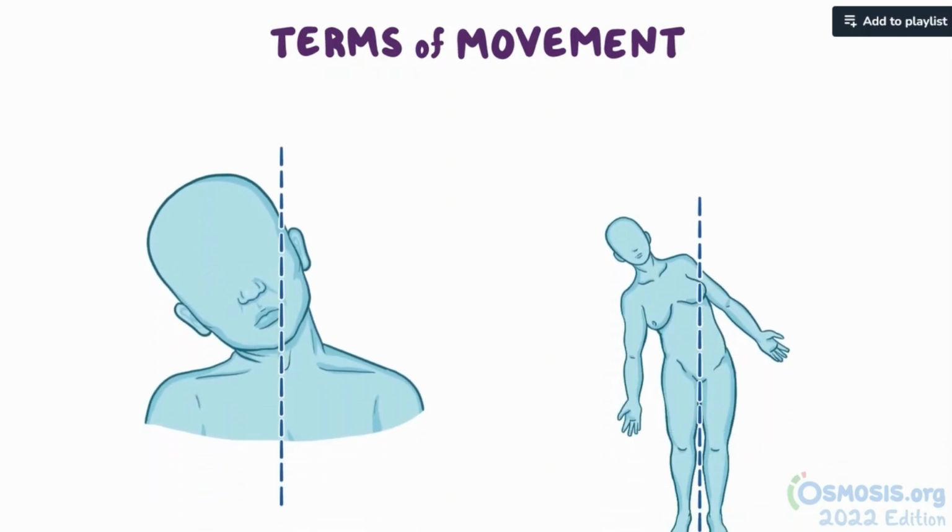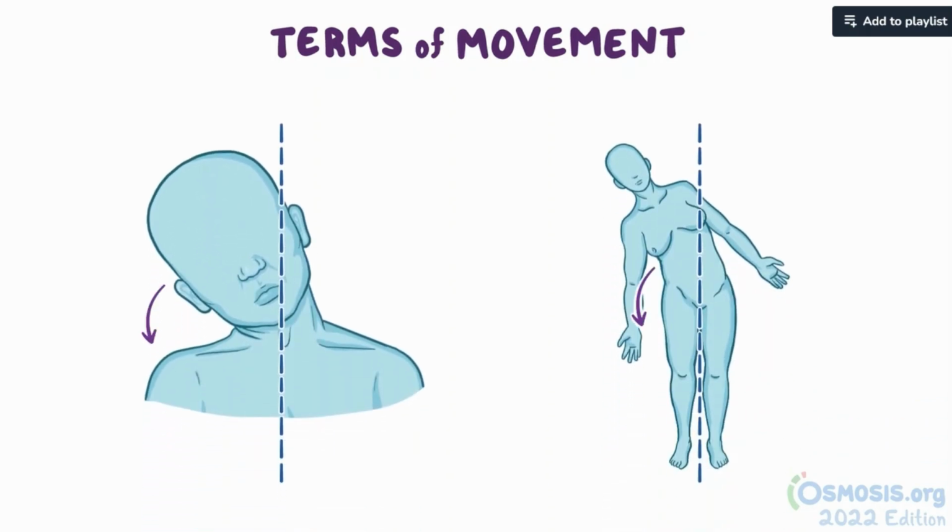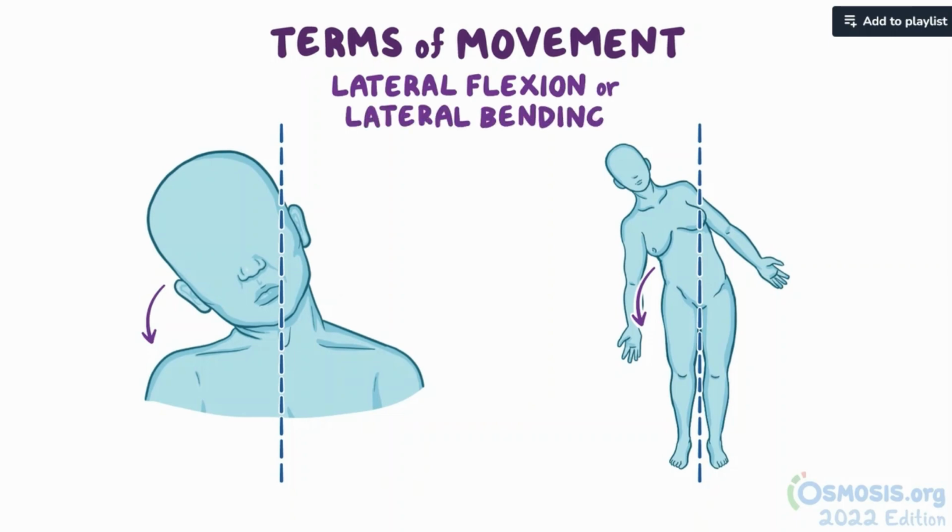Now, keep in mind that structures in the midline, like the neck or trunk, may also move to the sides. This is referred to as lateral flexion or lateral bending.